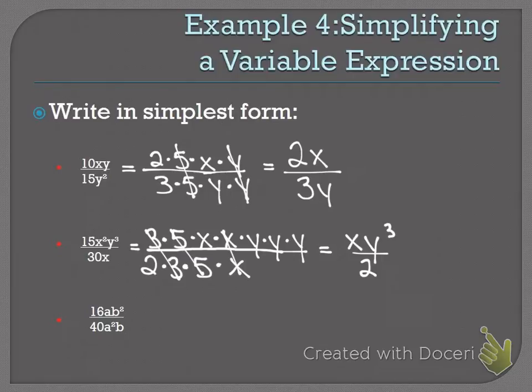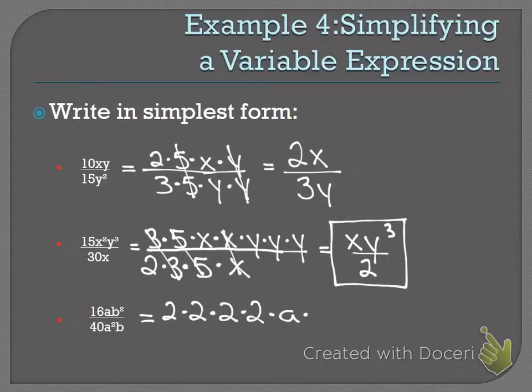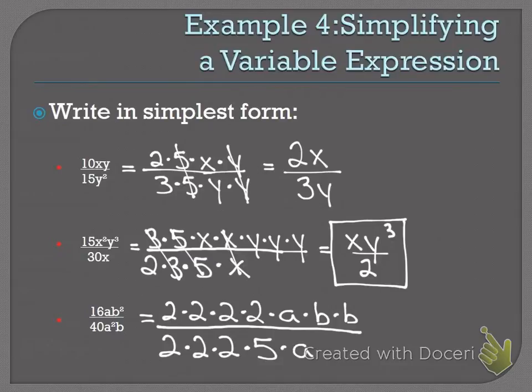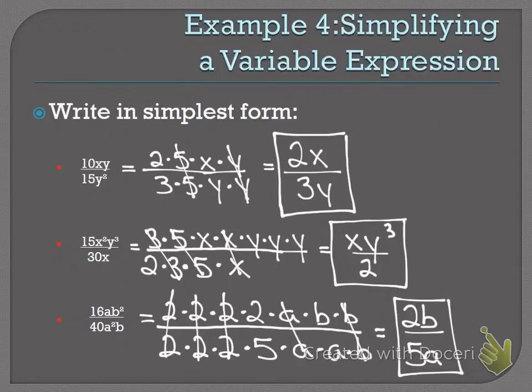Let's do the third one. 16ab squared over 40a squared b. For 16ab squared, say it with me: 2 times 2 times 2 times 2 times a times b times b, over 2 times 2 times 2 times 5 times a times a times b. Very good. Now I cancel out my common factors, 1, 2, 3, and a set of a's and a set of b's, and what am I left with on top? 2b over 5a. All right, who got it right? Very good.